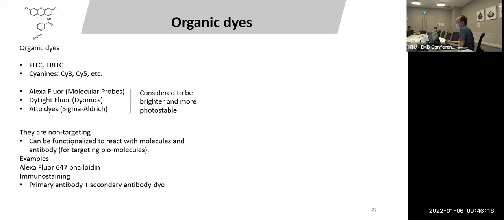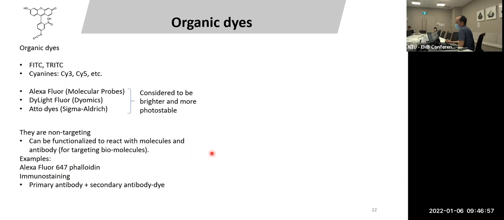And if you use antibodies, you will know that the antibodies are usually attached to these dyes. For example, you can attach your Alexa 647 to phalloidin. Phalloidin is a peptide that binds very strongly to actin. So basically, using this combination, you are able to label your actin filaments with Alexa 647. And of course, in your immunostaining, you use your antibody, and then you attach a secondary antibody that is attached to a dye that you want.